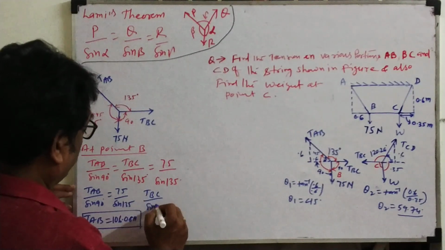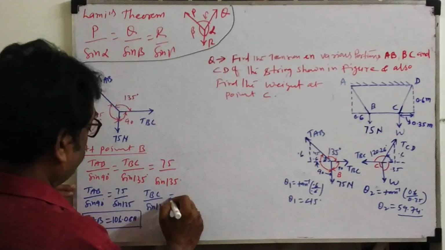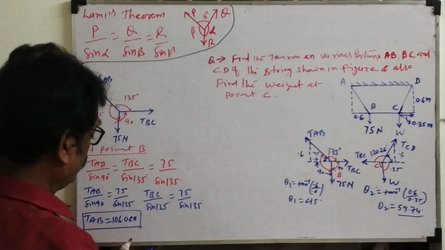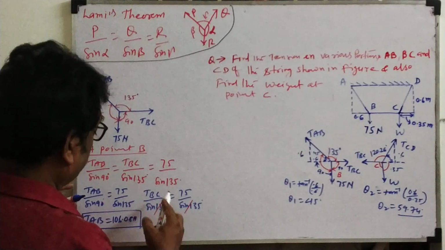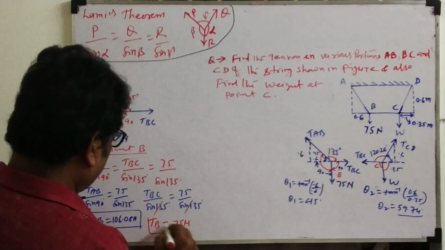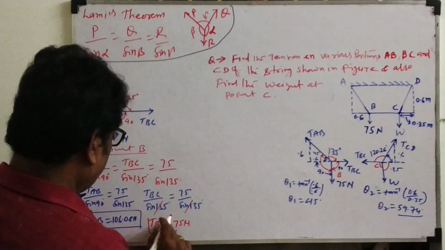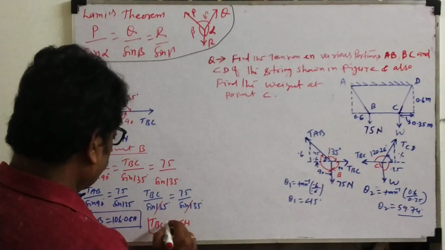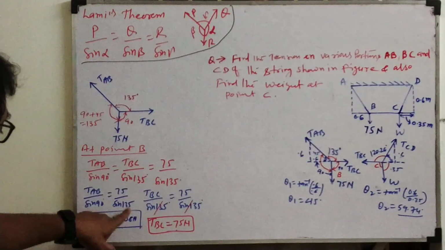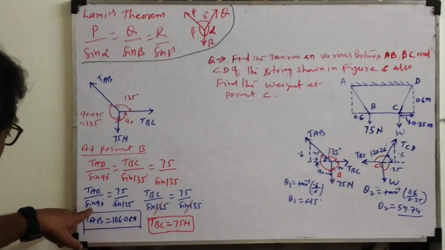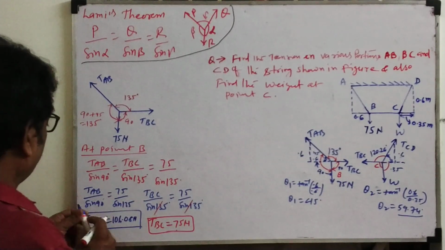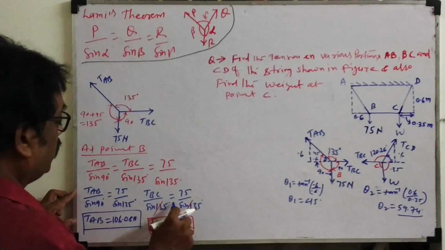TBC by sin 135 and 75 by sin 135. So the denominators will be equal, so this gets cancelled. TBC directly is equal to 75 Newton. Now look here. If we calculate TAB, it is sin 90 into 75 divided by sin 135. All of this will be in degrees.